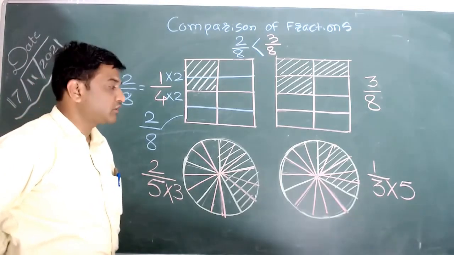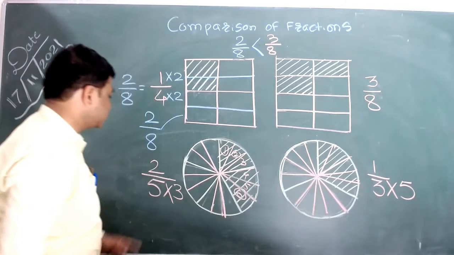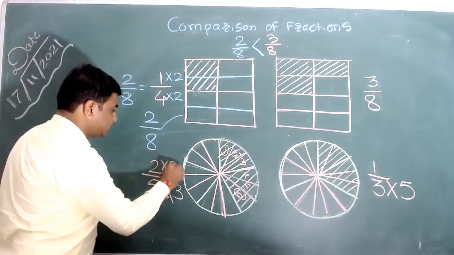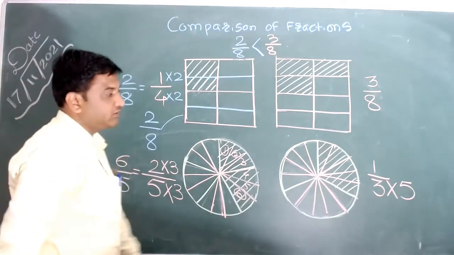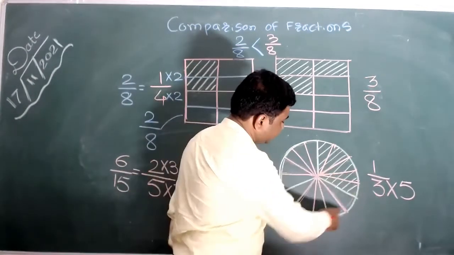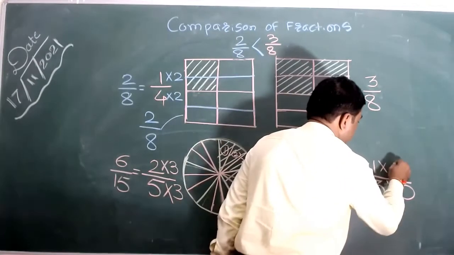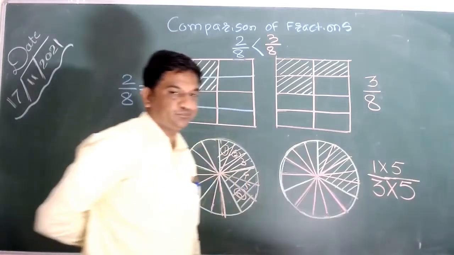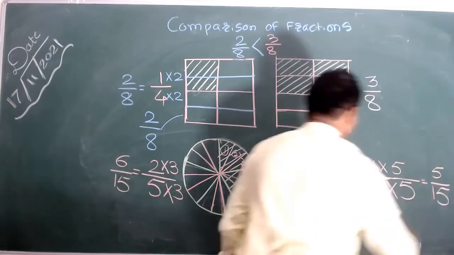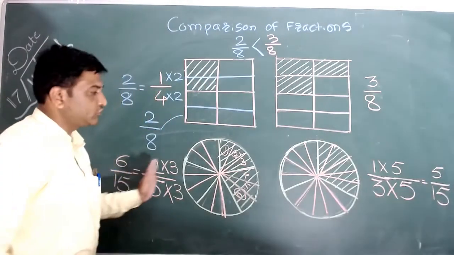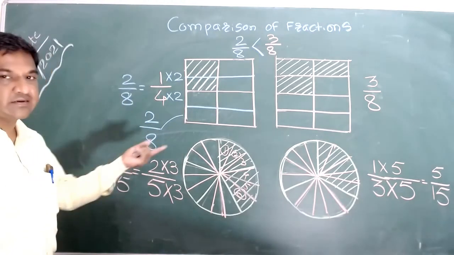Now let's compare the number of shaded parts. The number of shaded parts in this case is 1, 2, 3, 4, 5, 6. Now you can see that 2 has become 6, so here I have to multiply 2 by 3, so that the number of shaded parts becomes 6 out of 15. In this case, the number of parts made now becomes 15, and the number of shaded parts is 1, 2, 3, 4, 5. So this number of shaded parts also becomes 5 times the original one. So this becomes 6 upon 15, and this becomes 5 upon 15. Now we are going to compare 6 upon 15 and 5 upon 15. Definitely, 6 parts are greater than 5 parts.